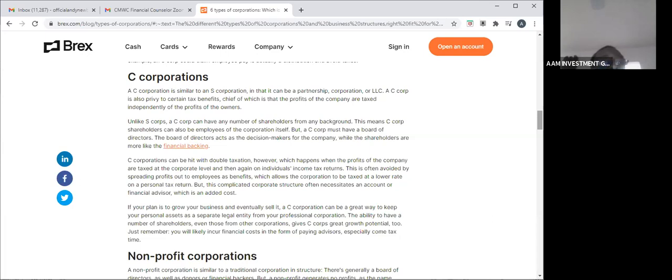So with the C-Corp, you can have any number of shareholders from any background. That means technically a C corporation can sell shares to individuals. If you've got a network of 1,000 people and you need money for your company, you can simply sell shares of your company to your family, your friends, your networks. But now all those people become members of your board.